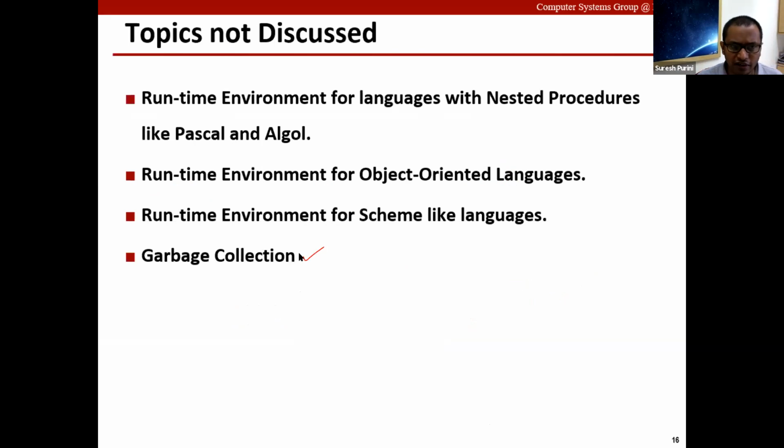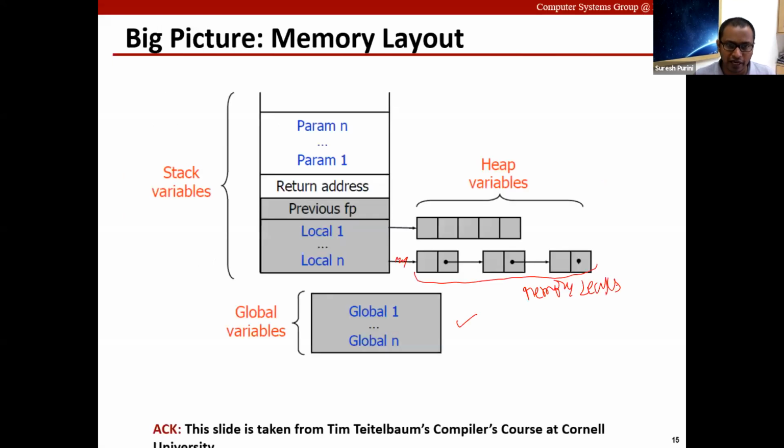In C, we don't have a garbage collector. In C++ also, I don't think there is a garbage collector. But we are not studying garbage collection in this course, nor the runtime environment for object-oriented languages like C++. As I said, if time permits, maybe after a few classes, we will revisit this topic and study it. So that's all we have. This is the summary of the runtime environment for C-like programming languages.